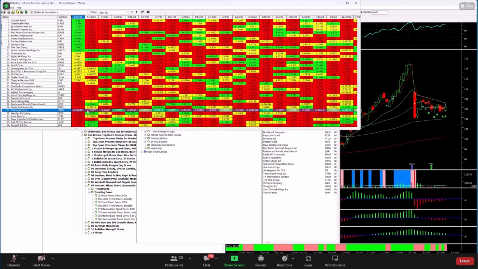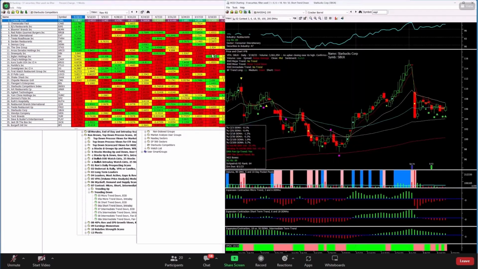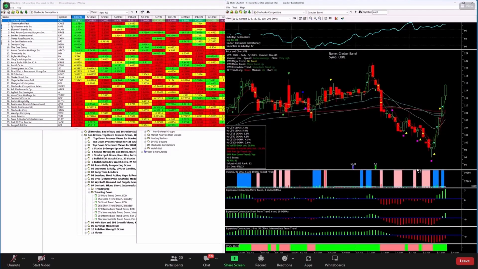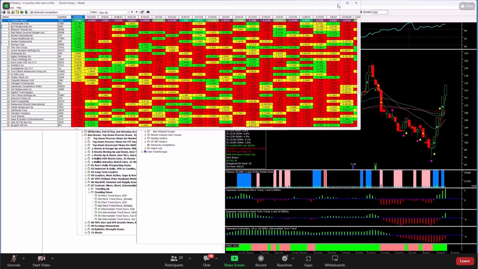So do I want to be looking at Starbucks? Yeah, I do because of all these VPA flags. But if I'm looking for strength, I would be looking up here at a stock like Cracker Barrel. And look at this. Let's analyze Cracker Barrel.